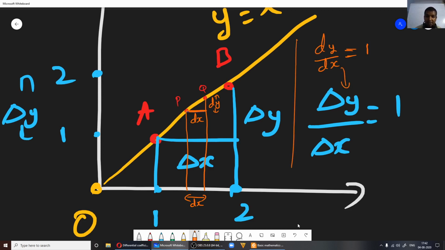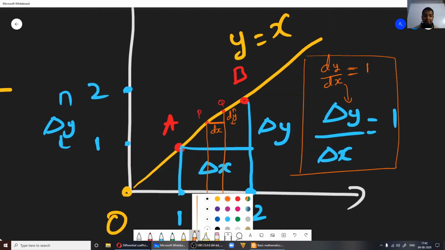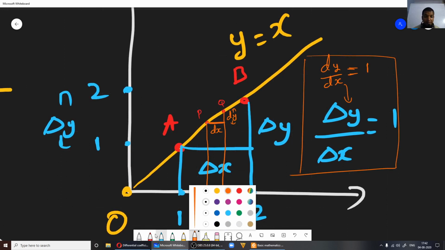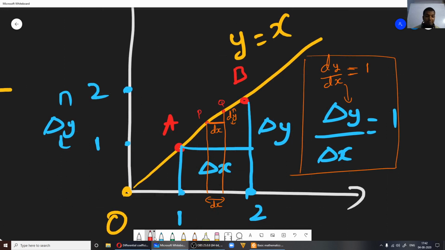Okay, now for the straight line y is equal to x, delta y by delta x is the same as dy by dx. If you have not understood it yet, we will come to know why it is equal in the upcoming classes. All right, fine. Now let us head back to the differentiation of a constant.